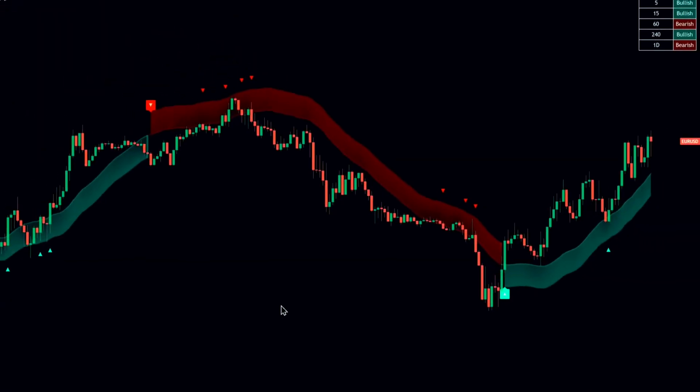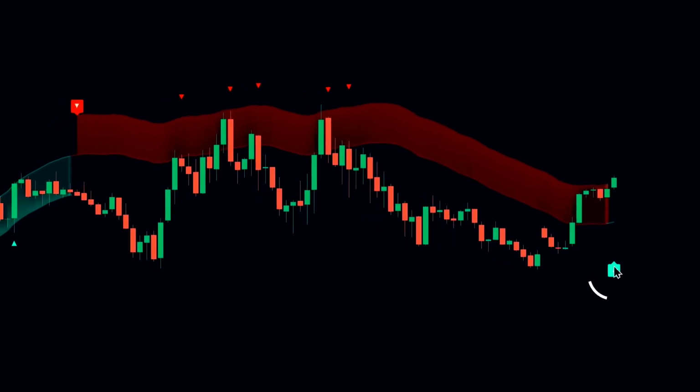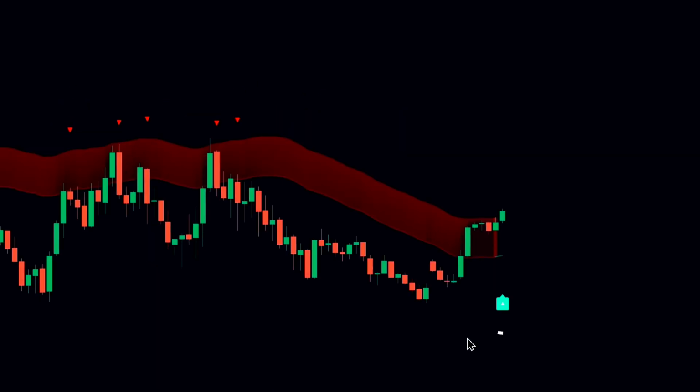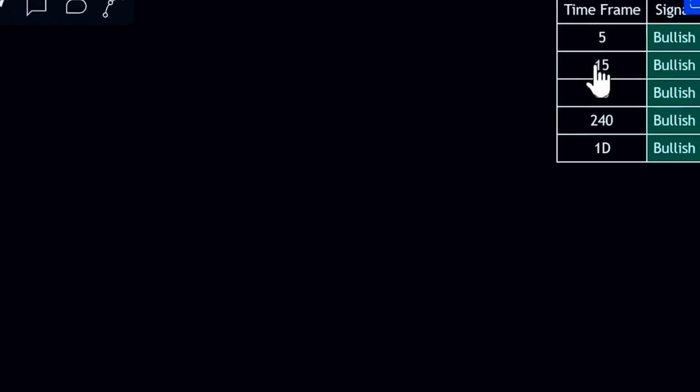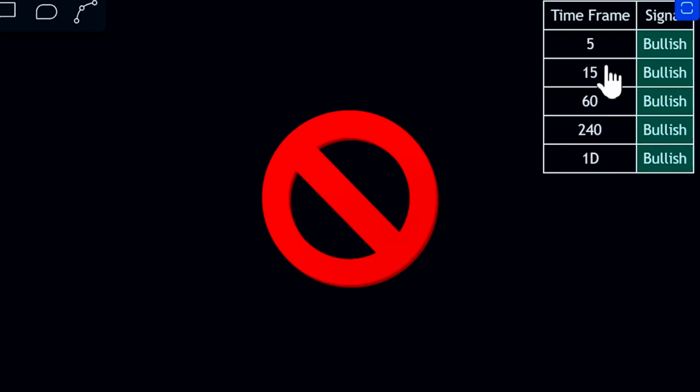The first trading method with this indicator focuses on trend reversals using the main buy and sell signals, the large arrows. For a bullish reversal trade, identify a green upward arrow. Check the trend table to ensure all 5 timeframes are bullish. If any are bearish, the entry is invalid. Once all conditions are met, enter a long trade.